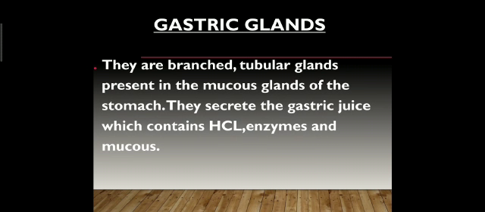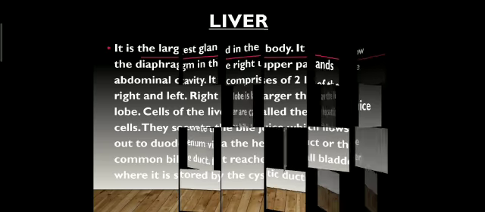Now the second one is the gastric gland. They are branched tubular glands present in the mucous membrane of the stomach. They secrete the gastric juice, which contains HCl, enzymes, and mucus. Now the most important thing: you know that excessive HCl secretion causes hyperacidity and is injurious for the inner lining of our stomach, and it is neutralized only by taking a base like an antacid, but it is just a temporary solution.